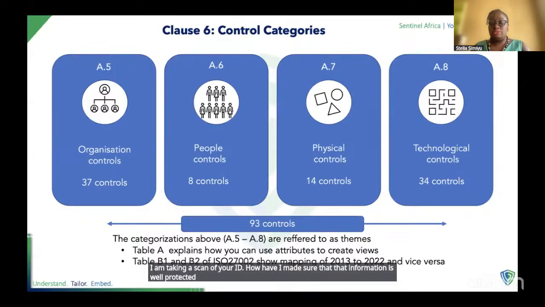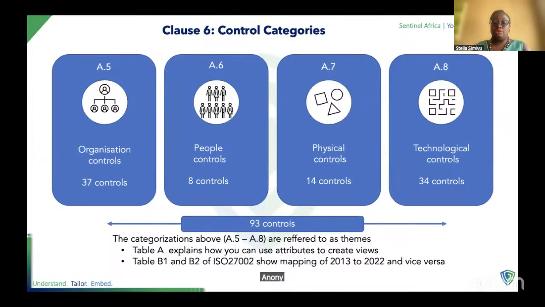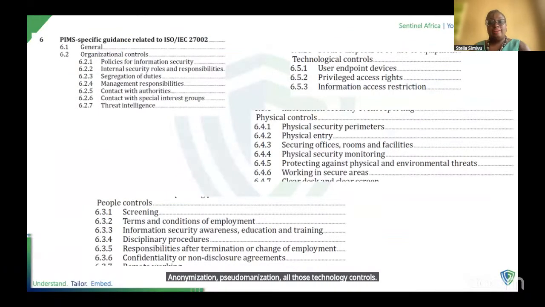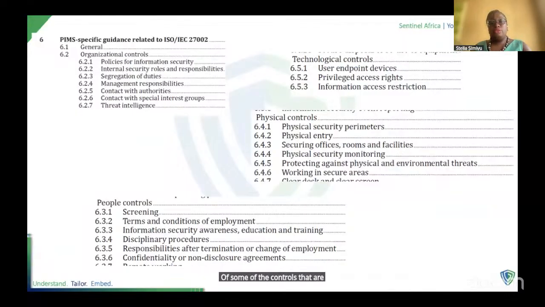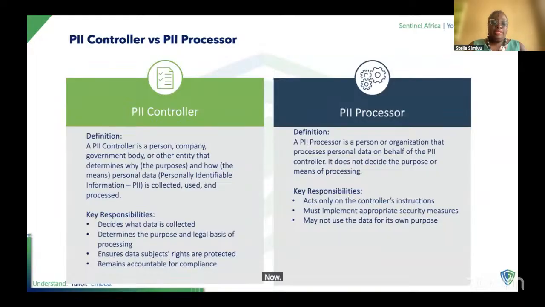And then for technology controls, we'll look at things like encryption of personally identifiable data, anonymization, pseudonymization, all those technology controls. So I've just given a highlight of some of the controls that are there. If you go to the ISO 27, it will specify the PIMS-specific guidance for ISO 27002.